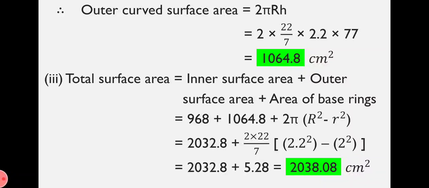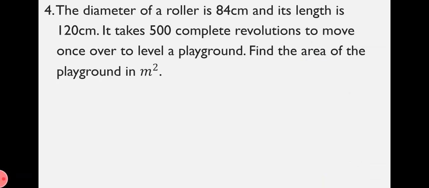2032.8 plus 5.28, that is equal to 2038.08 centimeter square. So total surface area is 2038.08 centimeter square. Next question, that is question number 4.